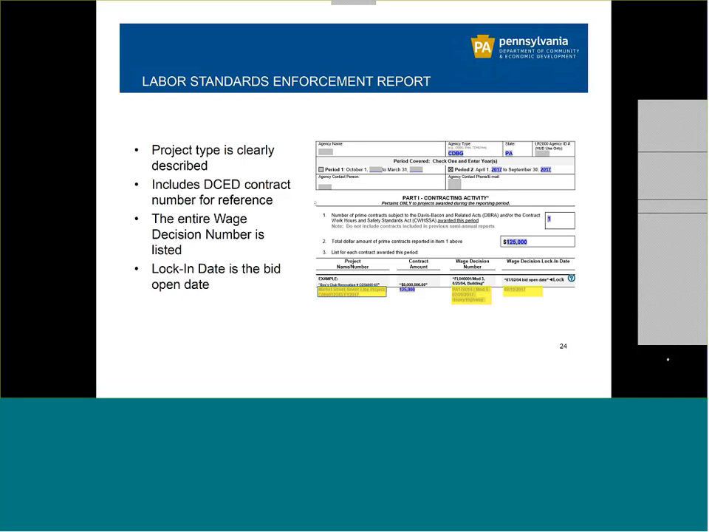It includes the entire wage decision. So PA, the year the wage decision was pulled, what the wage decision number was, if there were any modifications, the date of the mod, and the classification of the wage decision. And it also includes the lock-in date. In this case, the lock-in date is the bid opening date.